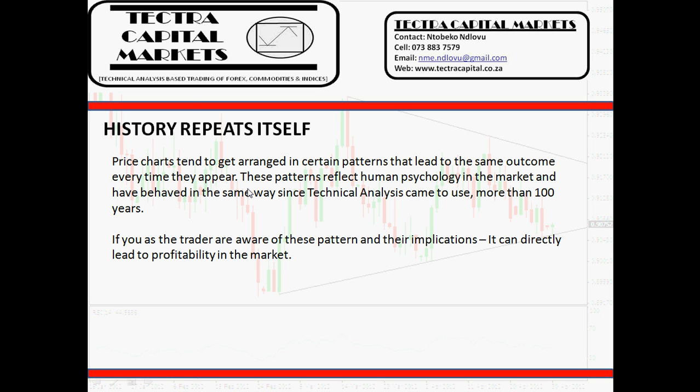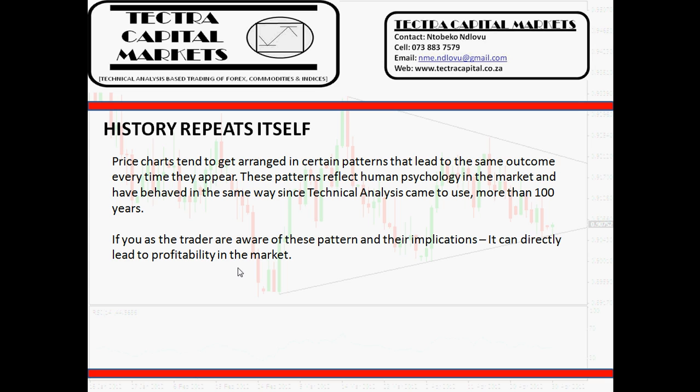Now, when we say that history repeats itself, we are basically saying that price charts tend to get arranged in certain patterns that lead to the same outcome every time they appear. These patterns in the price charts reflect human psychology in the market, because it is people who are trading, and they have behaved in the same way since technical analysis came into use 100 years ago. Humans tend to behave in the same way under similar circumstances, and this tends to repeat itself when it gets reflected in price. So if you as a trader are aware of these patterns and their implications in the market, it can directly lead to profitability in the market.